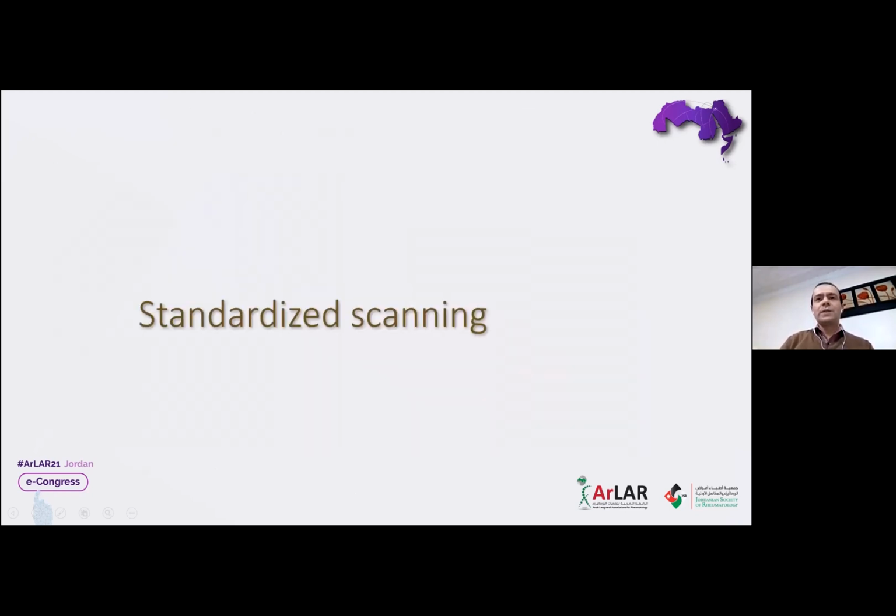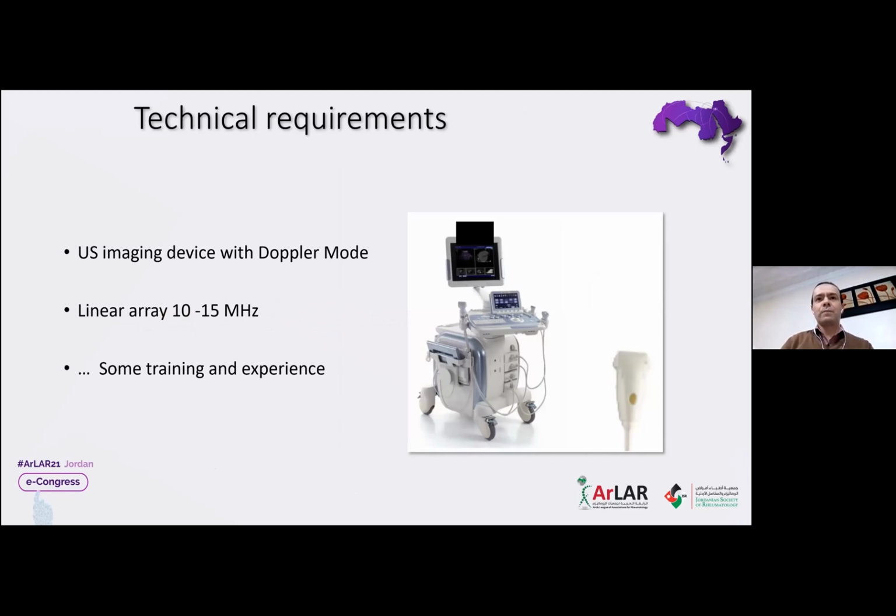A standard scan of tendons requires some elements. We should have a good ultrasound machine with a good Doppler mode because Doppler is very important here in detecting inflammation. We need a probe which has a linear array and a minimum frequency of 10 megahertz. And we need a person that is trained with some experience in scanning normal subjects and in scanning some pathological patients.